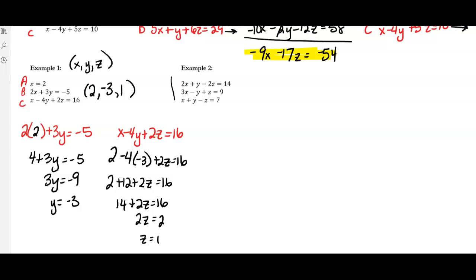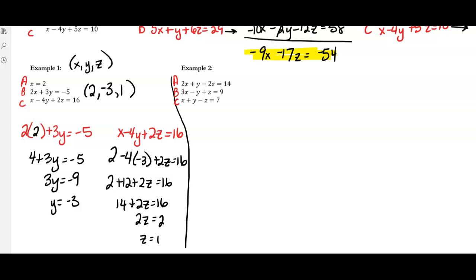Divide both sides by 2, so z is 1. So this one, even though it looks like it's a lot of steps, is actually a pretty easy one because it already gave you one answer and it was easy to plug it in to find the second answer, and then you plug those two in to find the third. Okay, example 2 is a little harder, still not as hard as what we did above, but it's a good stepping stone for our first day doing this.